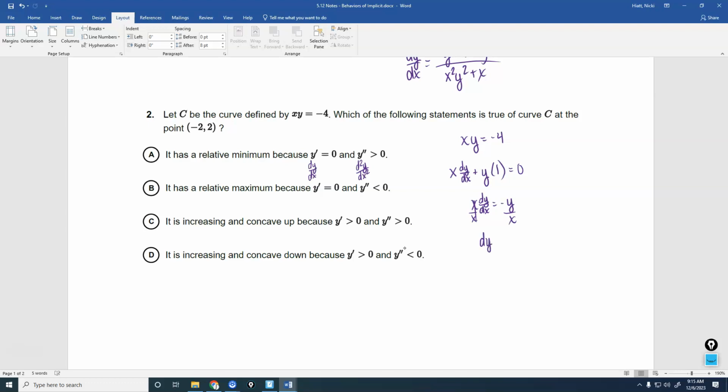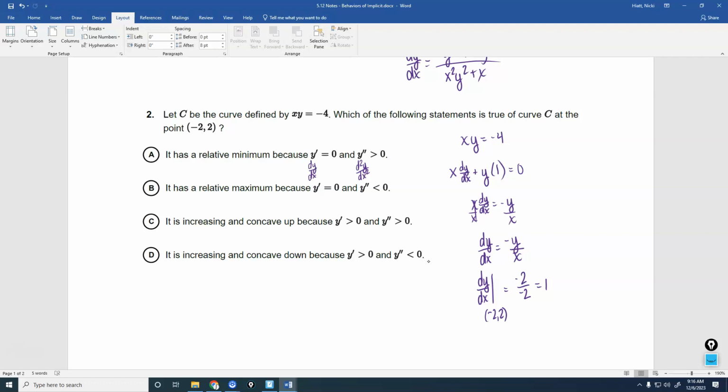So dy dx is going to equal -y over x. And so I'm going to plug -2, 2 into this derivative to see what I get. So if I do dy dx at -2, 2, that is going to be -2 over -2, which is going to give me a +1.